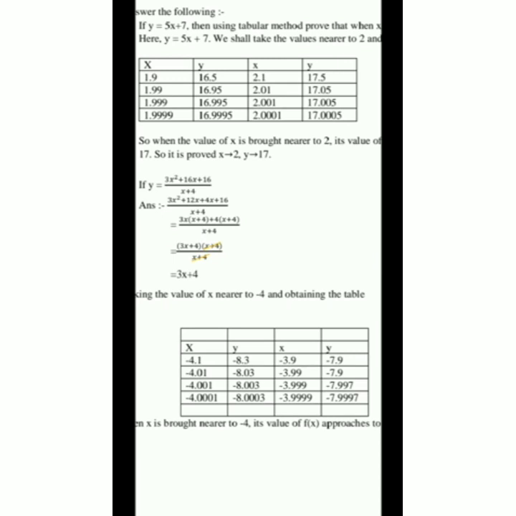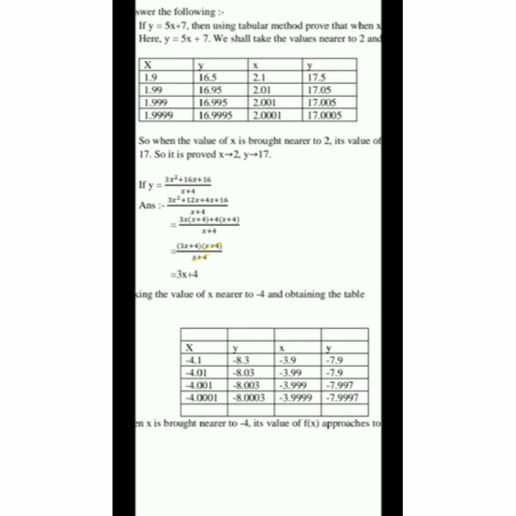Now again, the same way, putting these increased values of x in the equation 5x plus 7: 5 into 2.1 plus 7, we get 17.5. 5 into 2.01 plus 7, we get 17.05. 5 into 2.001 plus 7, we get 17.005, and 5 into 2.0001 plus 7, we get 17.0005.